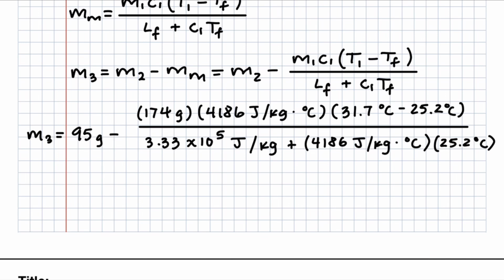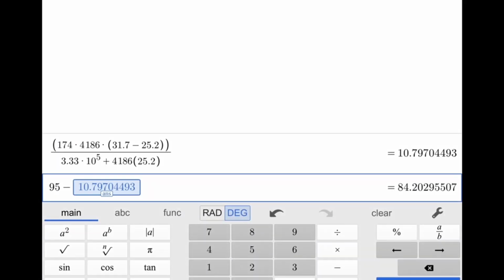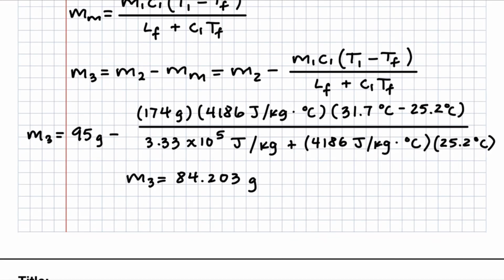Let me plug in my numbers. Let's see what I get. So very carefully I plugged in my numbers. I saw that the melted ice was 10.797 grams. So I subtracted that from 95, as you can see. So I have 84.202, let's round to 84.20 grams. And that's my answer.